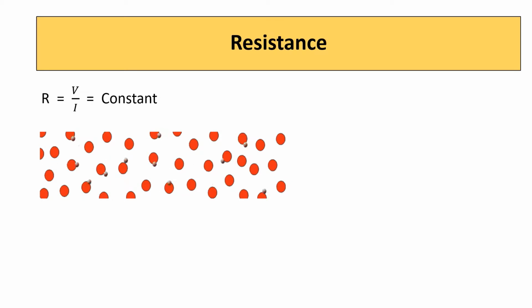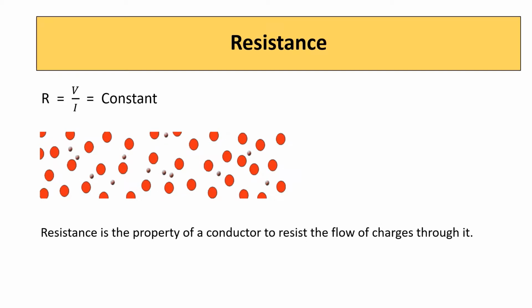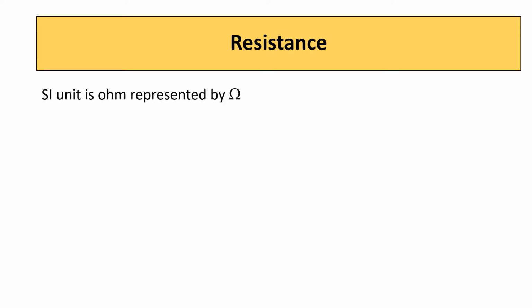You can see from the diagram, the electrons are colliding with the atoms or the ions. Resistance is actually the property of the conductor to resist the flow of charges through it. This resistance is occurring due to this collision. SI unit of resistance is ohm, represented by omega. This symbol is called omega.